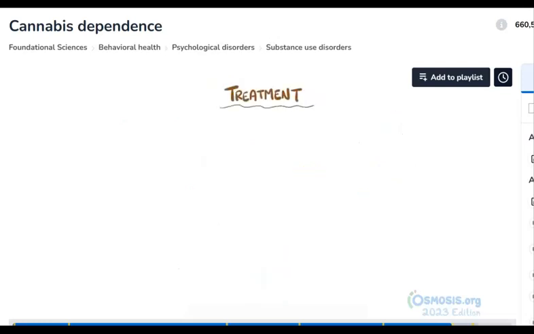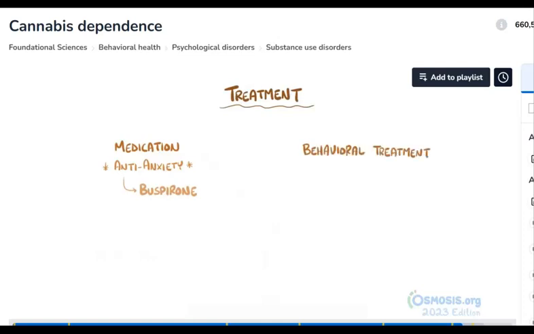Treatment of cannabis dependence is largely focused on reducing usage, often through a combination of medication and treatment. One medication that helps with symptoms of cannabis withdrawal is an anti-anxiety medication called buspirone. Most behavioral treatment involves individualized psychotherapy or group programs. One specific technique is called motivational counseling, which is a goal-oriented counseling style that helps individuals explore and resolve their ambivalence about a behavior.